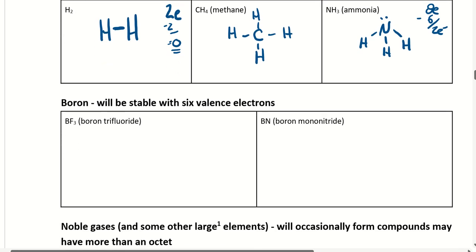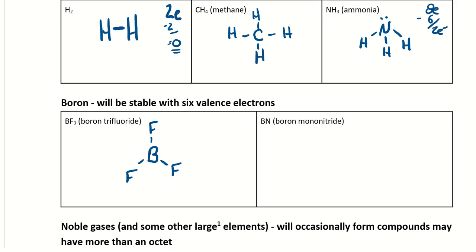Now, what's going to happen if I draw boron trifluoride? Well, let's just see what happens here. Let's put a B in the middle. And then let's just go F, F, F. I could draw them in a straight line too. I just was giving myself some more room.